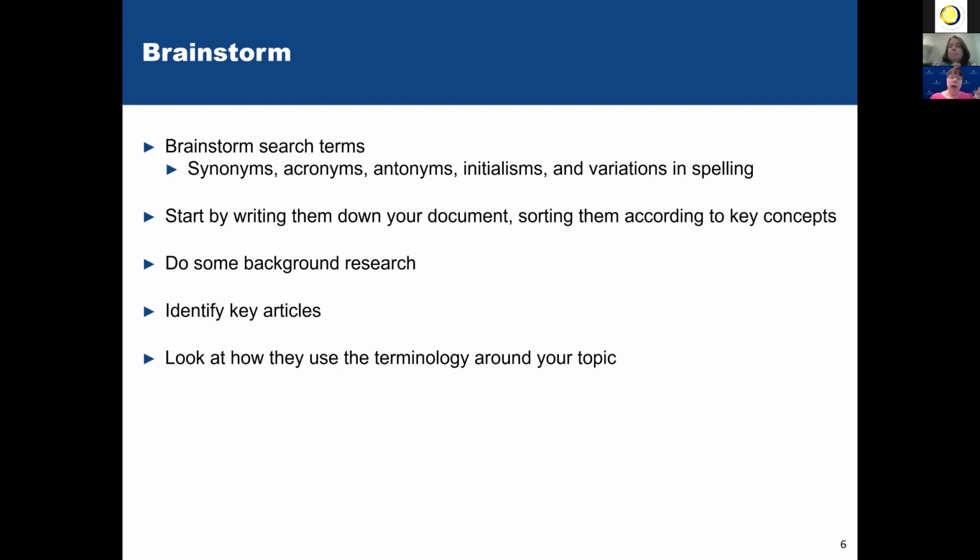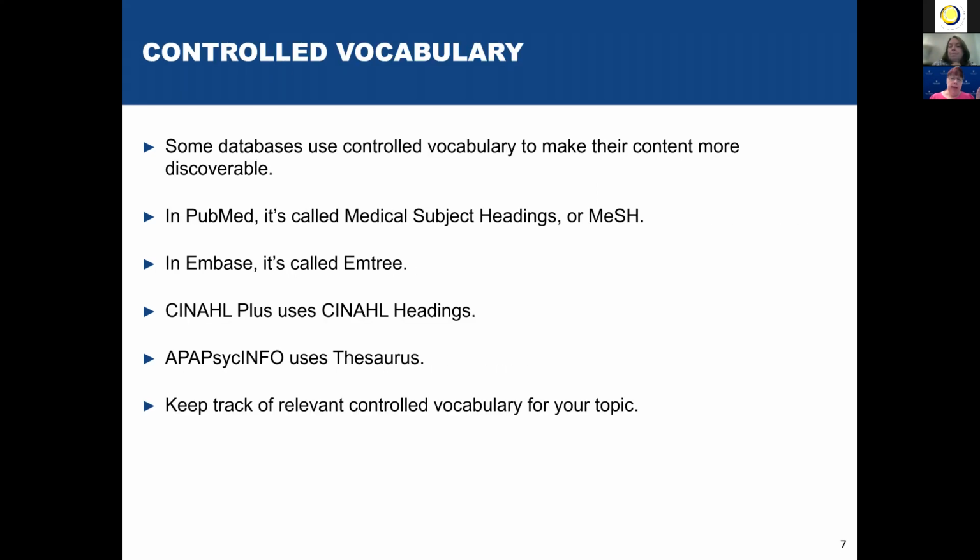And then depending on the database, in some databases, they use a controlled vocabulary that helps to make their content more discoverable. Think of controlled vocabulary like Twitter hashtags. And in PubMed, it's called medical subject headings or MeSH. So if you're working with a librarian or an informationist like myself, and they say MeSH terms, what we're talking about is that controlled vocabulary, those hashtags that describe what articles are about in Medline.